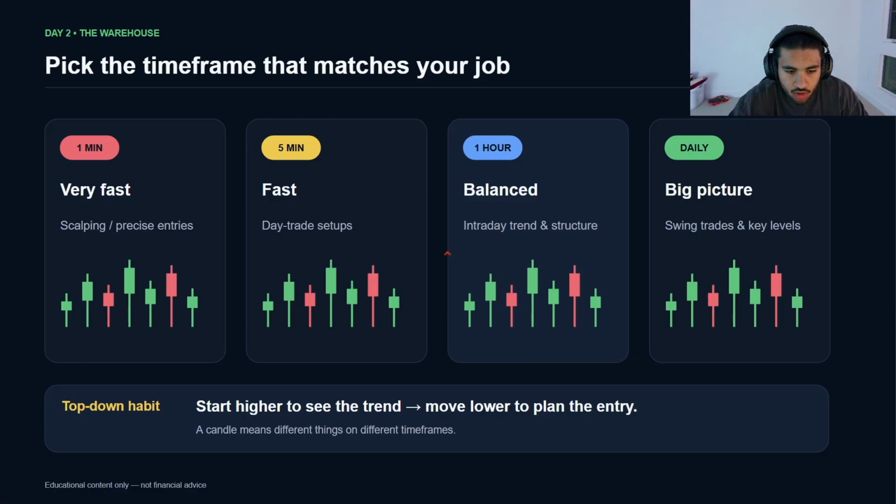Time frames are the increments in which your candles move on the chart. Each candle can move anywhere from 1 second all the way up to days, months, even years. It doesn't matter, right? Let's start with an example here, 1 minute. From this candle to this candle would be 1 minute. This candle to this candle would be 1 minute, and so on. But on TradingView, you can change the timings, and I'll show you that once we get there.